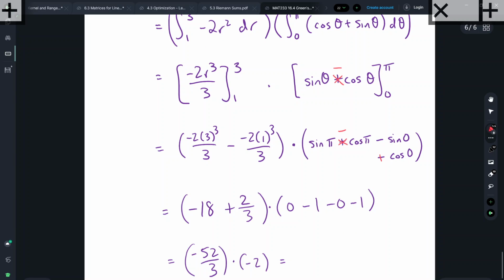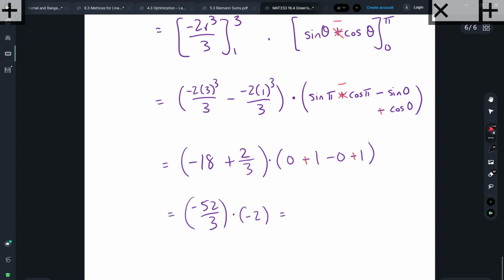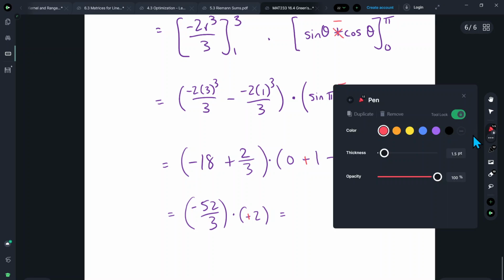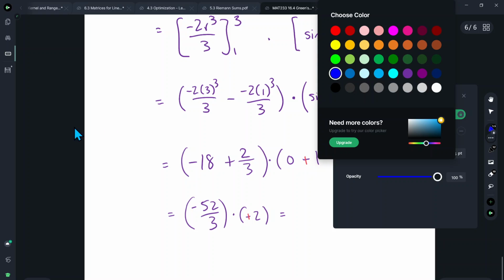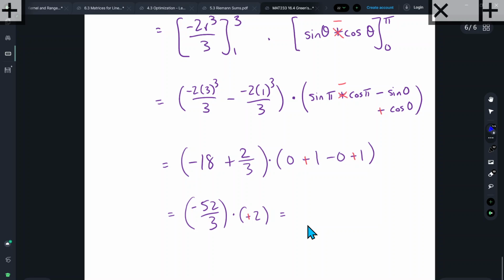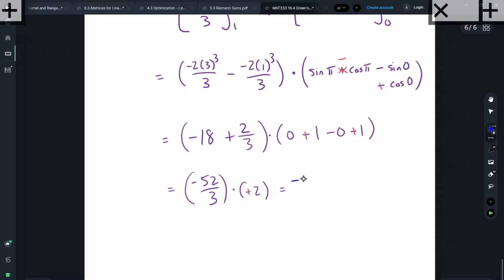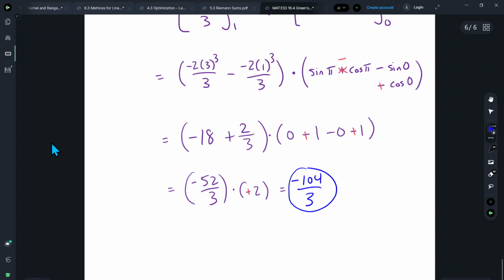Okay, so what does that mean? Cosine of pi is negative 1. Negative minus minus 1 becomes a plus. Okay, so this should be a plus, and this should be a plus. And then, okay, so now finally we have the right answer. So this is minus 104/3. So here we applied Green's theorem, and the answer is negative 104/3.